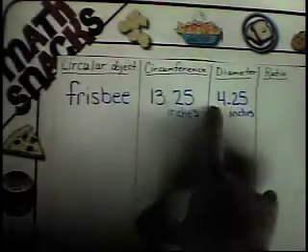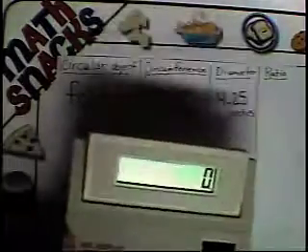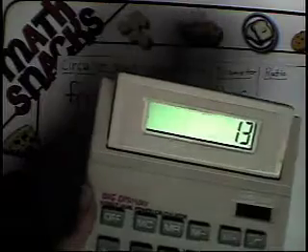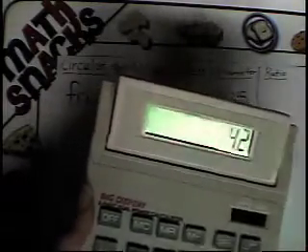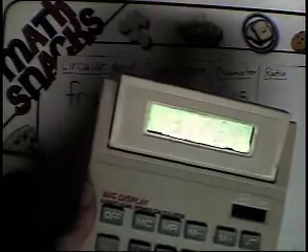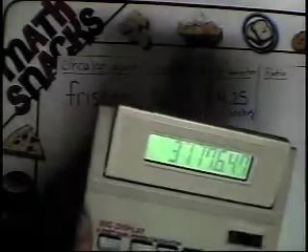So I know that 4 times 3 is 12, so I bet it's going to be close to 3. I bet you're right. Okay. Good estimation skills there. 13.25 divided by 4.25 equals 3.1... I'm going to round it because it's a long number. I'm going to round it to 3.12. Okay, 3.12. Okay.